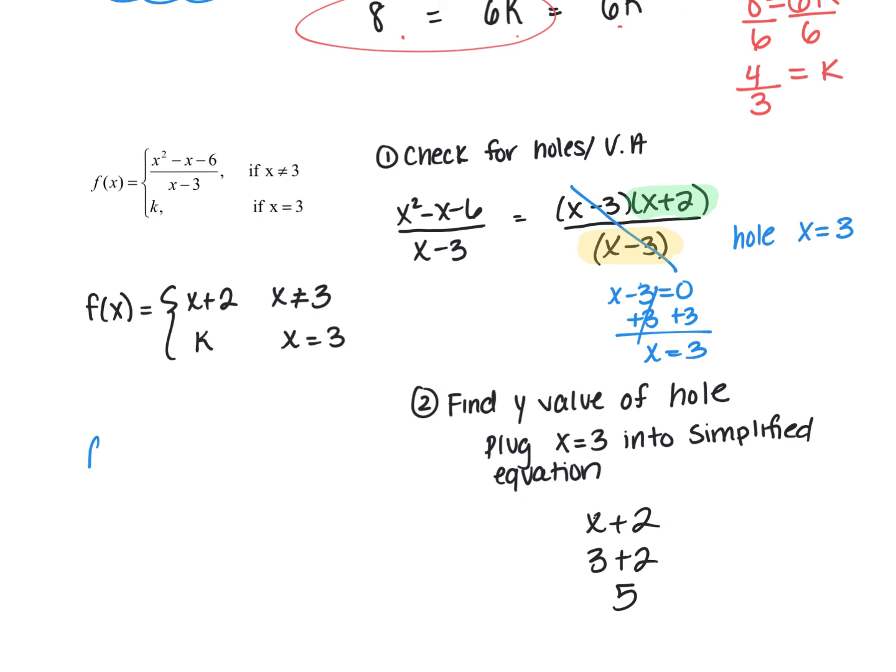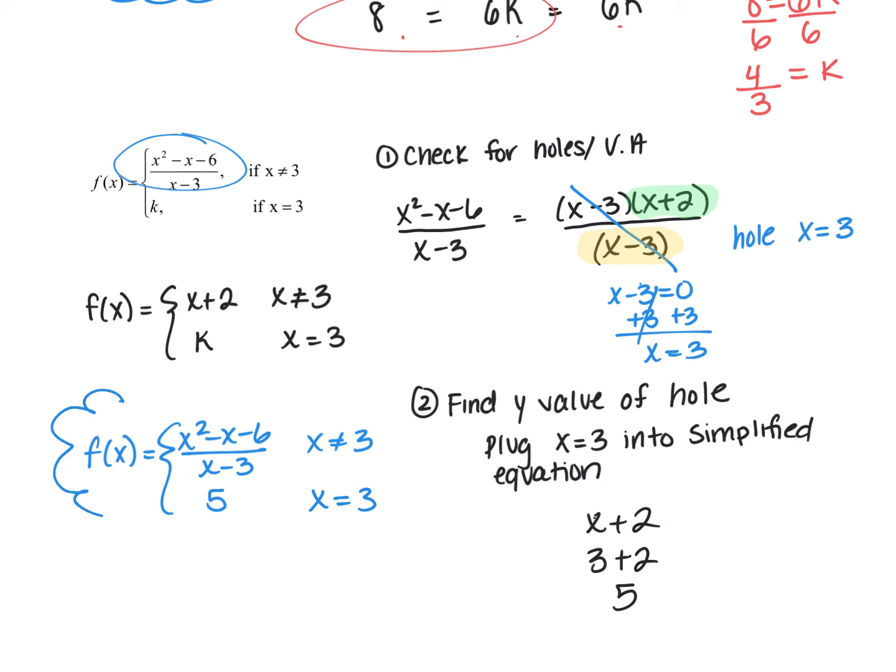So f of x equals x squared minus x minus 6 over x minus 3, when x does not equal 3, you want to use the original. And k is 5, so we're going to leave 5 there for when x is 3. So this is my redefined function. So this one in the middle was kind of like a preliminary step. You won't use that. It'll just be this.